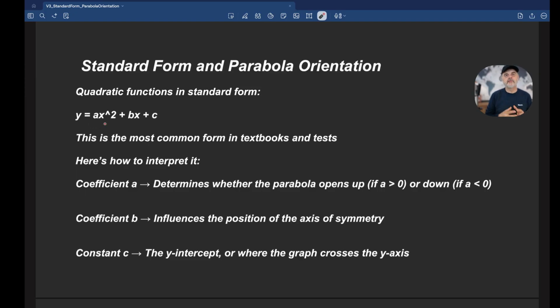And the value of a directs the opening of the parabola. At this point, you may be familiar with that. The coefficient b, the second coefficient in order, is related to the location of the axis of symmetry, and the constant c value typically represents the y-intercept.